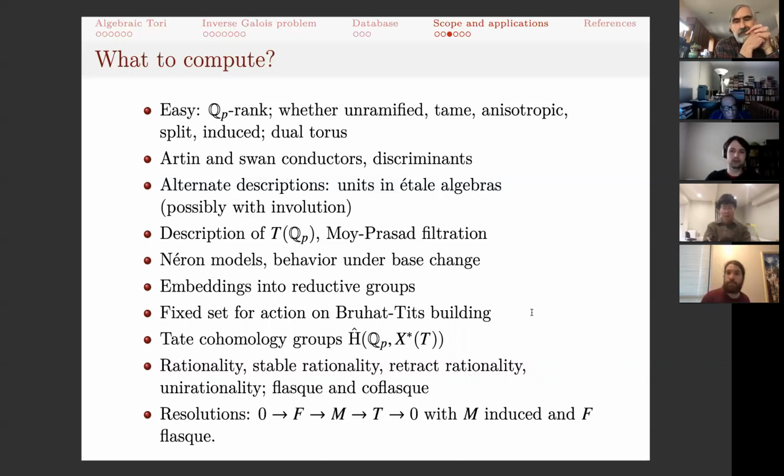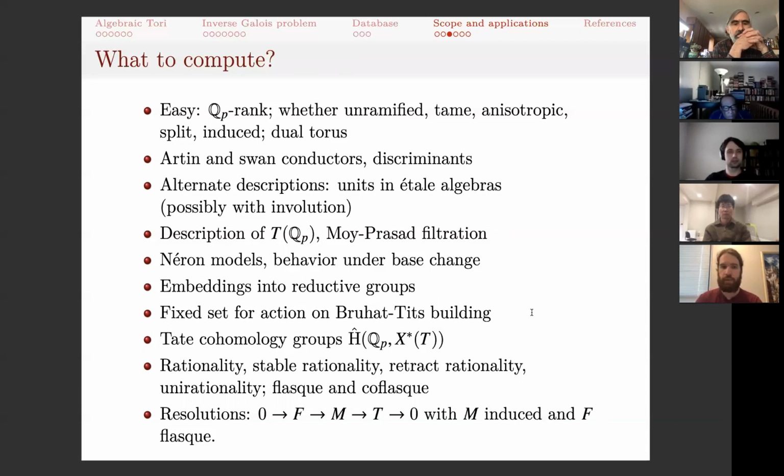There's an alternate perspective on tori that's pretty convenient sometimes, as units in étale algebras. So when we think about the points of a torus, we can think about them in this other way. So, a different perspective there.